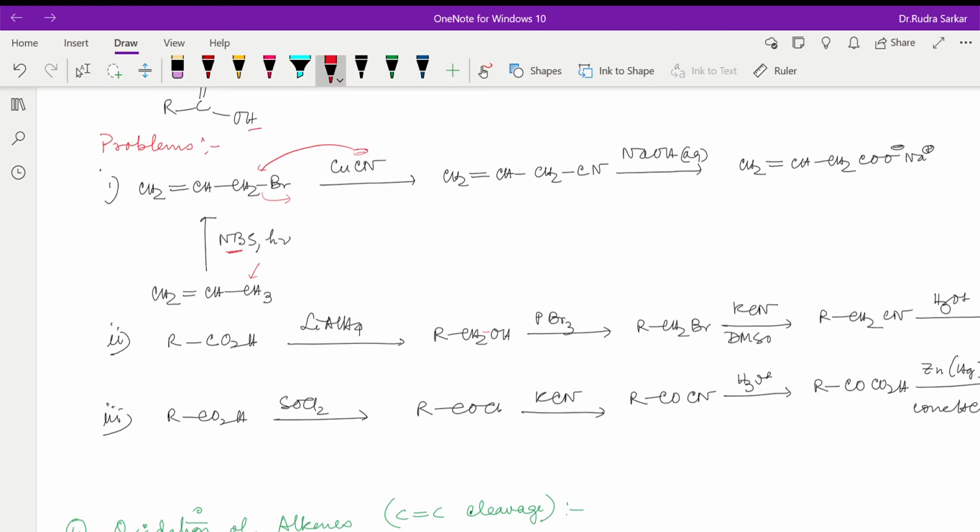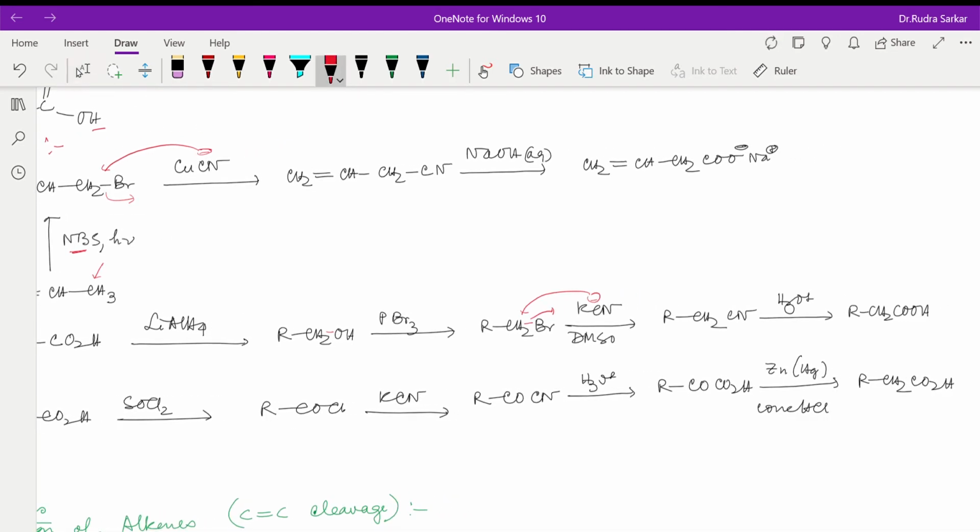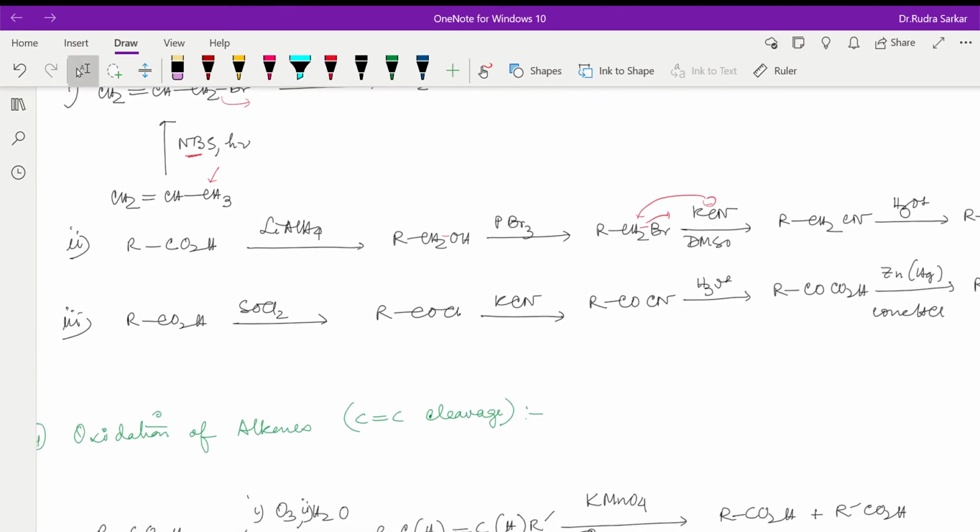Now this can be replaced by the cyanide via nucleophilic substitution reaction, and so the carbon length can be increased by introduction of the CN, which on hydrolysis will again give you the acid. In another example, the same target can be achieved by using SOCl2, which on heat forms the acid chloride.